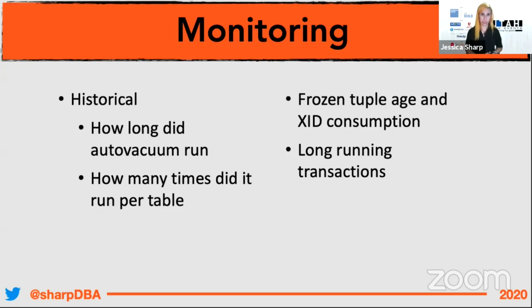That's what's going on behind the scenes. Not a whole lot you can do. The urge to kill the auto vacuum process gets strong sometimes. Don't do it. It's not helpful to anybody. Let the auto vacuum finish. I know it's painful to watch sometimes.